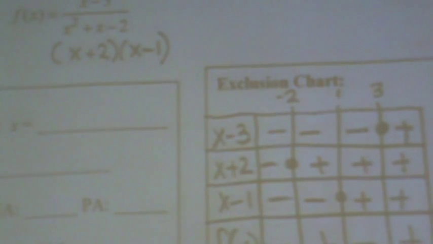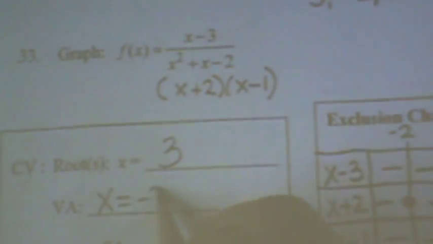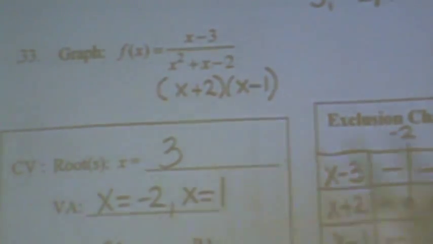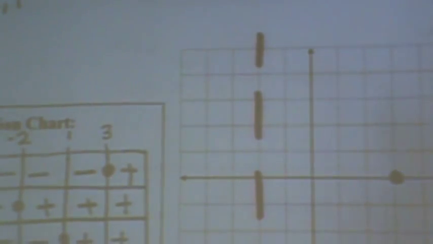Next, where are my roots? 3. Right away, put a dot at 3. What are my vertical asymptotes? X equals -2 and x equals 1. So at -2, put a broken line, and at 1, broken line.